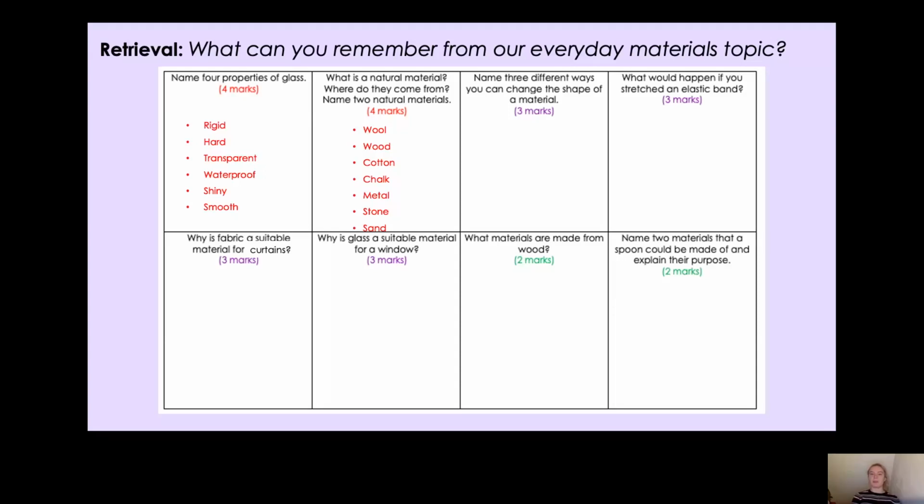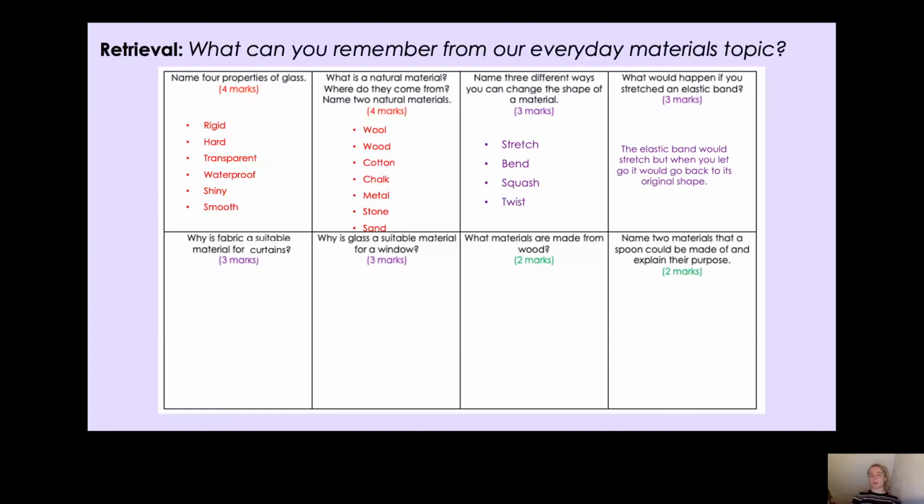Now, name 3 different ways you can change the shape of a material. So you can stretch it, bend it, squash it or twist it. So you needed 3 of those to get 3 marks. What would happen if you stretched an elastic band? Well, the elastic band would stretch, but when you let go, it would go back to its original shape. So if you've got that right, you can have the 3 marks.